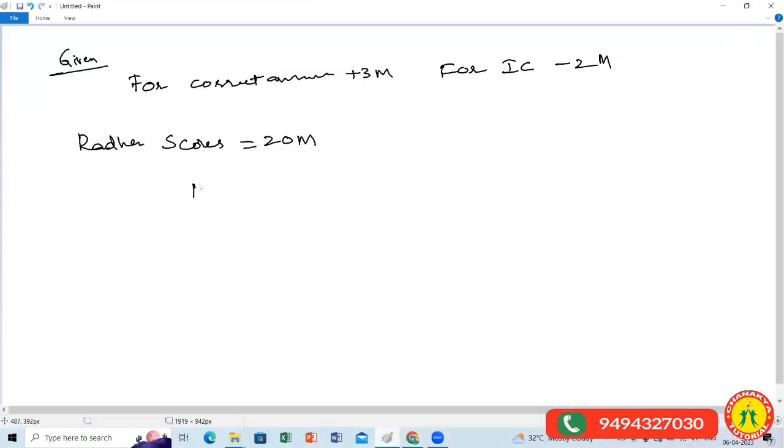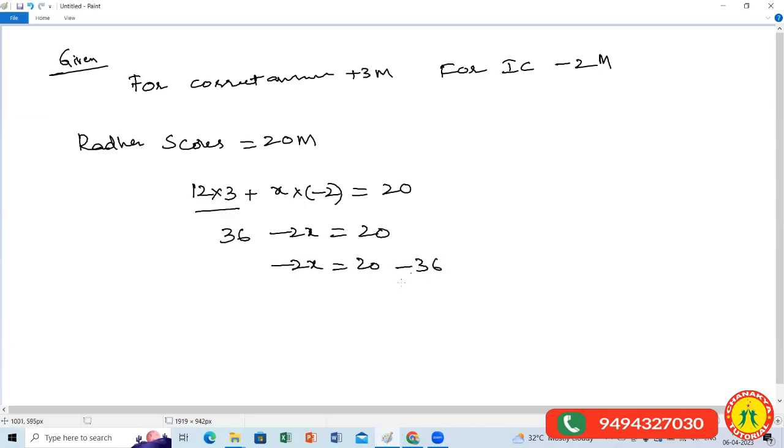12 correct means 12 into 3. We don't know the incorrect, take it as x, incorrect -2 together. She scored 20. Now 12 threes are 36. 36 minus 2x is equal to 20. If you transpose, you keep -2x as it is and 20 minus 36 on the other side. So -2x is equal to -16. The minus signs cancel on both sides. x is equal to 16 by 2, which is 8. 8 questions she attempted incorrectly.